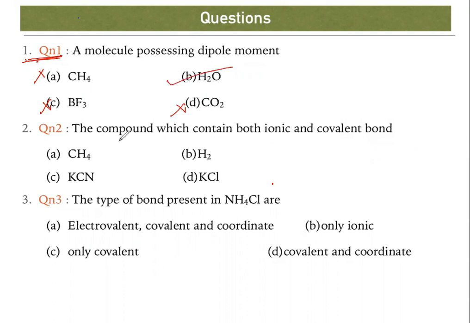So what is the answer? Answer is B. The compound which contains both ionic and covalent bonds, answer is C. The type of bond present in NH4Cl. I think we have already discussed the structure of NH4Cl. Okay. So NH4, H4, and there is Cl. If you separate the cation and anion part, you will get the ammonium ion and Cl minus. So it has covalent, ionic, and coordinate bonds. Electrovalent bond, covalent bond, and coordinate bond.